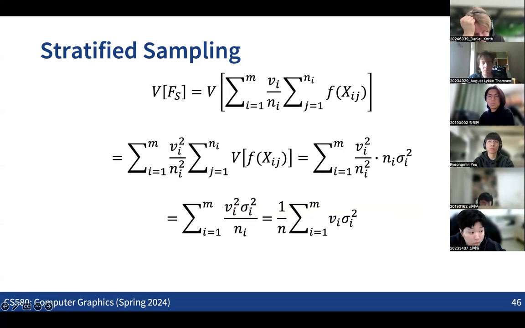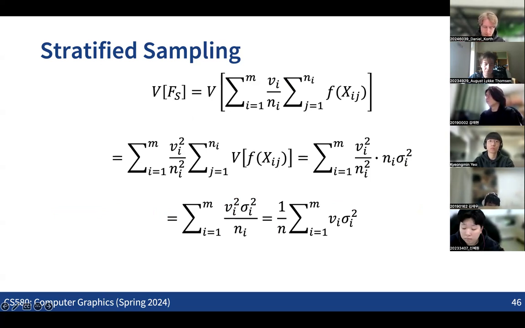I will also post these slides on the course web page. You're going to see that we end up getting this. Here we cancel out this Ni with this. We have seen that this Ni is basically N times Vi, so we can cancel this out, and we end up getting this, right? So we can see that the variance of this estimate has this form.